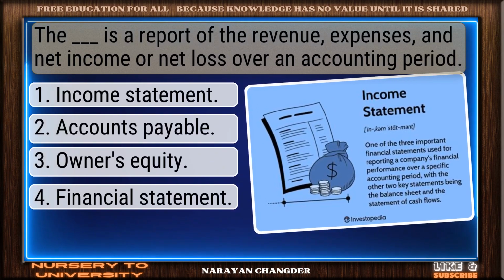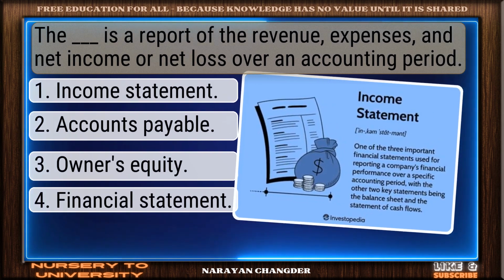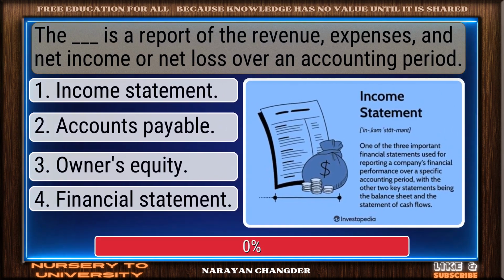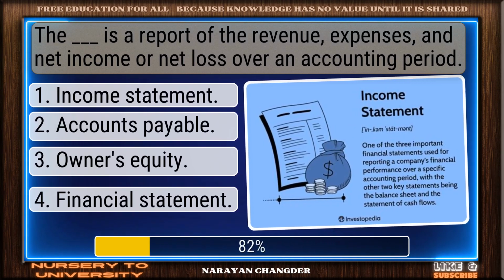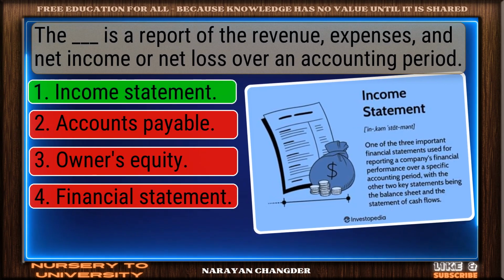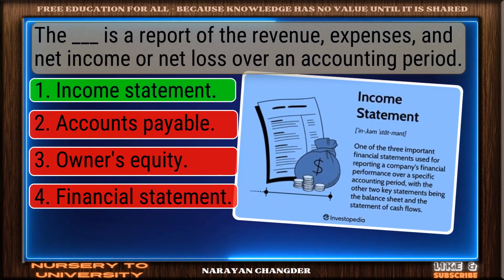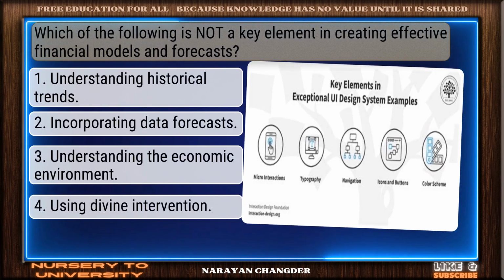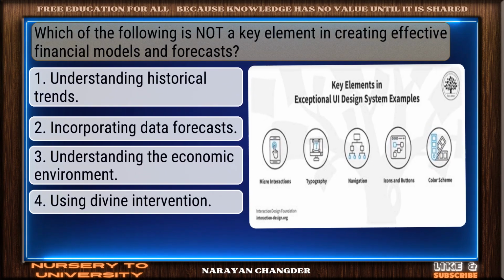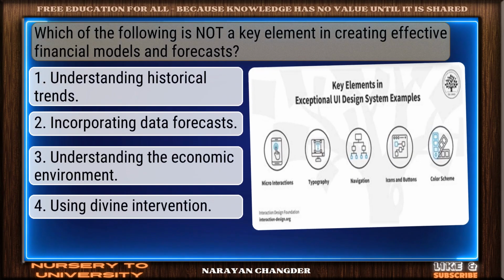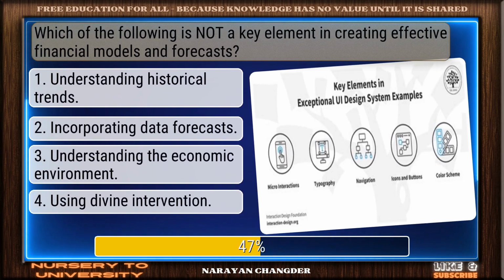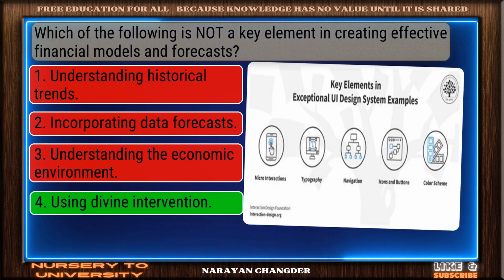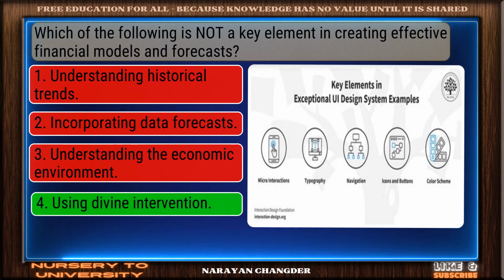The dash is a report of the revenue, expenses, and net income or net loss over an accounting period. Perfect. Income statement is the correct choice. Which of the following is not a key element in creating effective financial models and forecasts? Solid response. Using divine intervention is a valid choice.